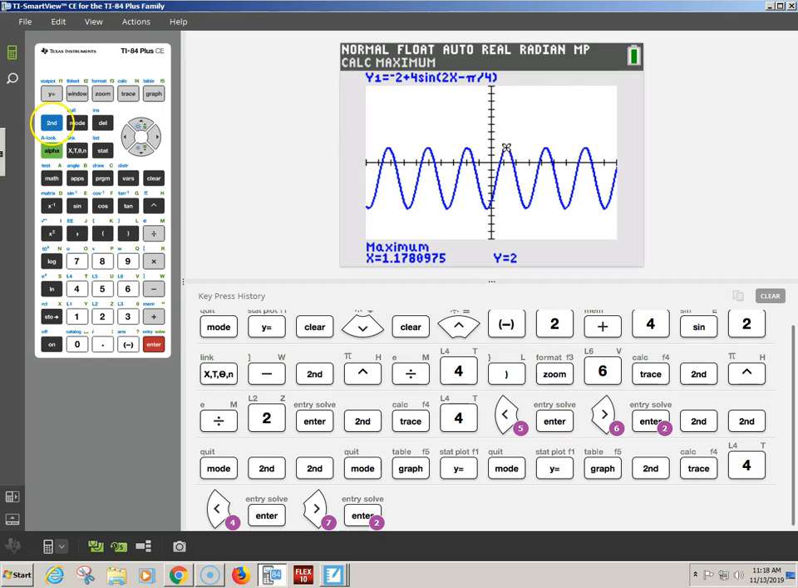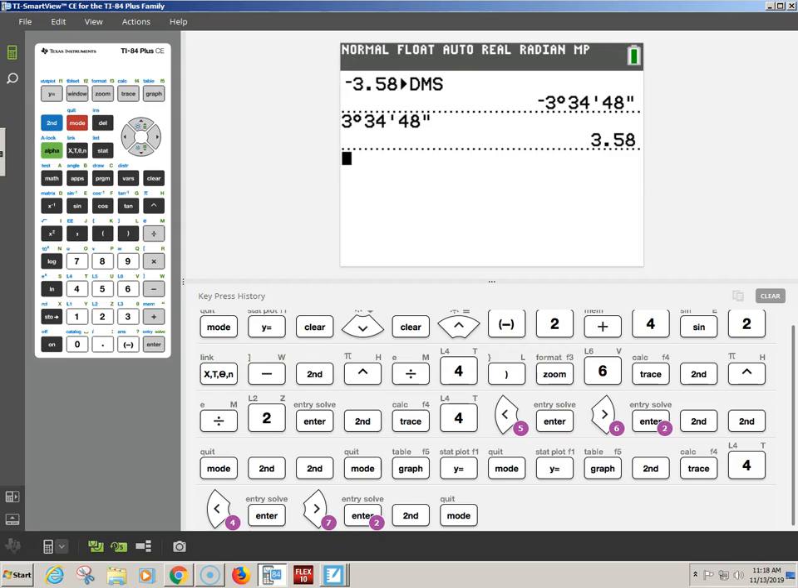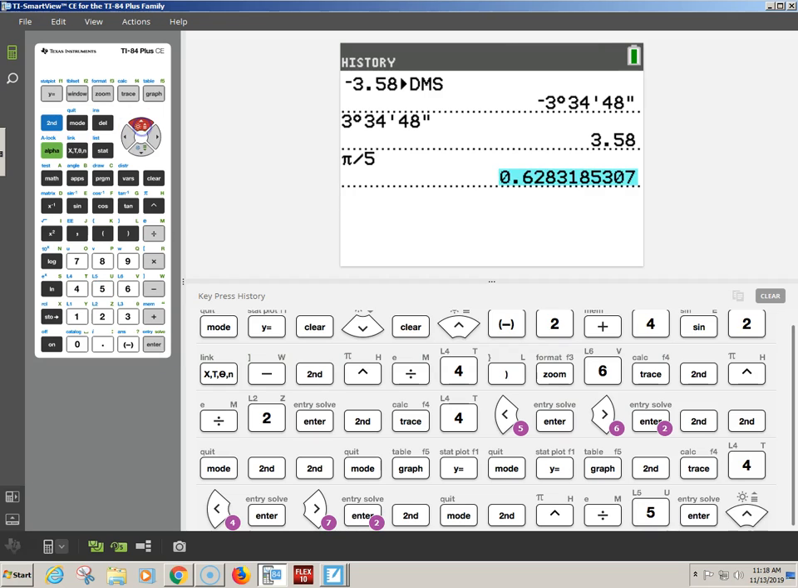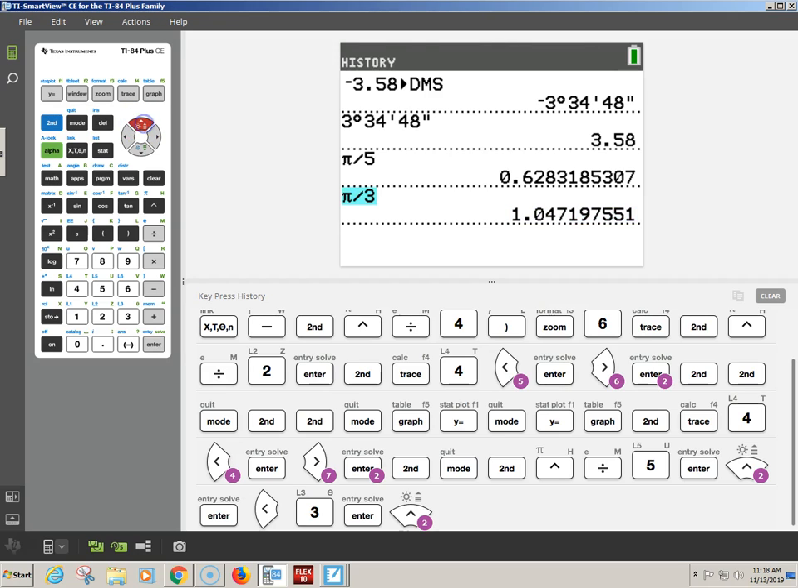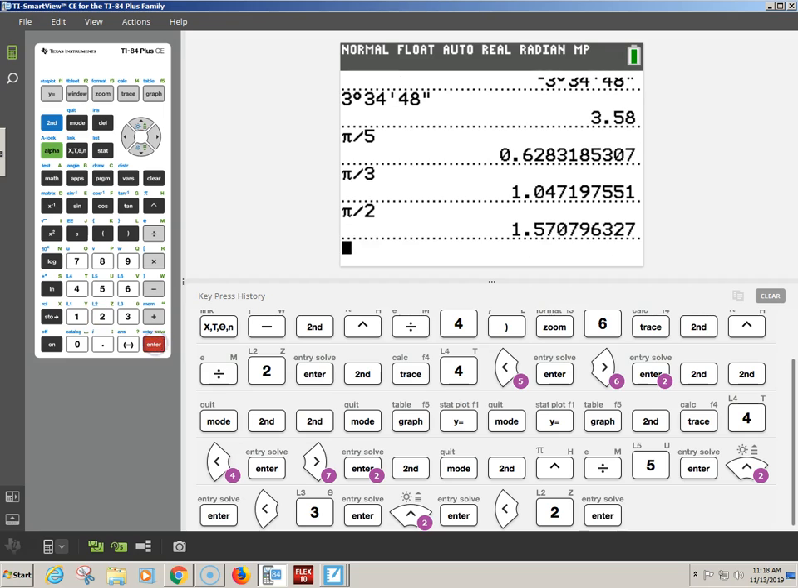Oh, but what was I doing? Oh, I was trying to figure out where the pi's are for that. Let's do pi over 5. Nope, that's way too small. Okay, I need a bigger fraction, so pi over 3. Nope, I need something even bigger. Pi over 2.